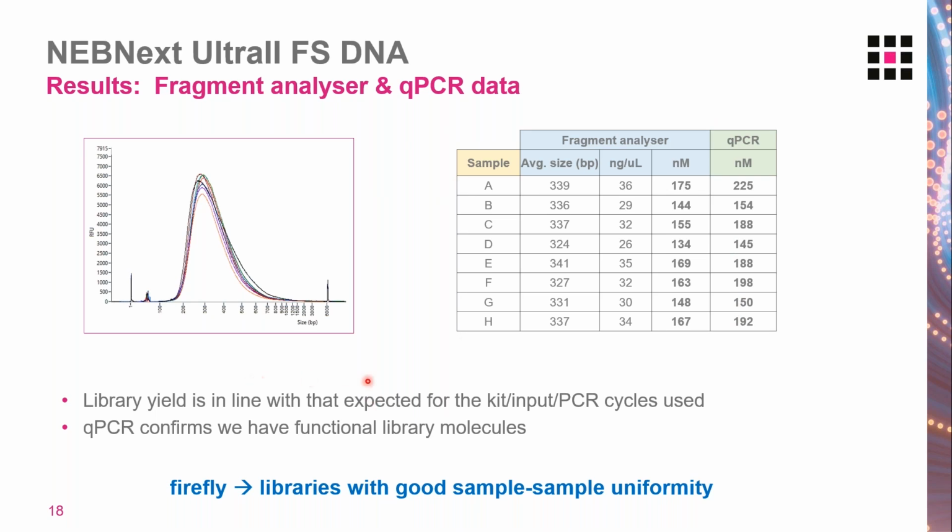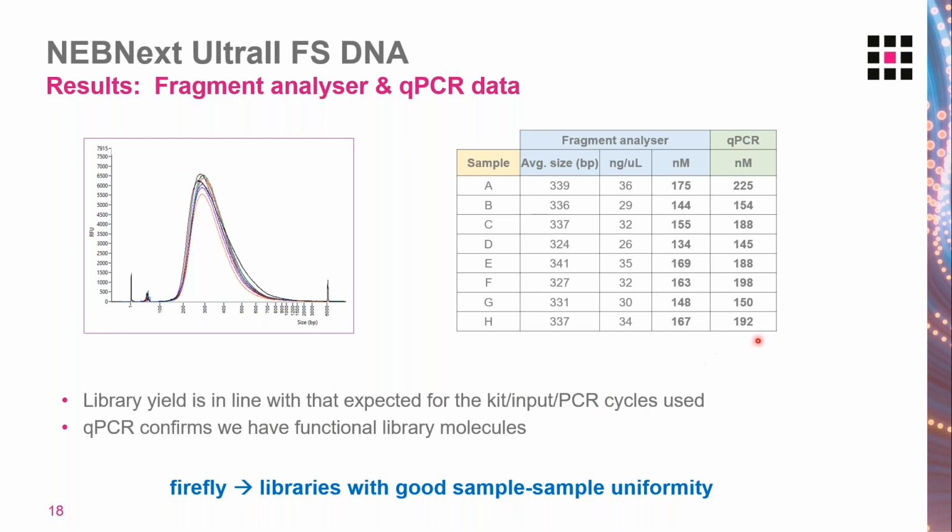So in terms of library yield, this is in line with what would be expected from this kit, using the DNA input we used and the number of cycles of PCR we used. So yeah, it's in line with what NEB suggests you should get. So this is good.